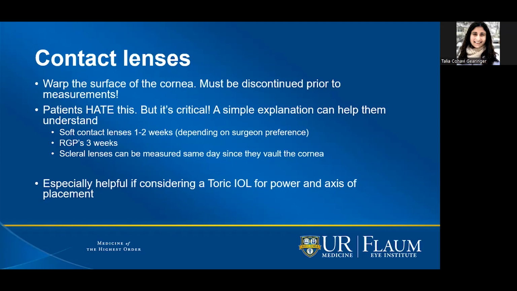Scleral lenses can be measured same day. They vault the cornea, so they don't touch or change the shape of the cornea at all. So they can be taken out and be measured same day. This is especially helpful if you're considering using a toric lens, not only for the power of the astigmatism, but also the axis that we're placing those lenses.